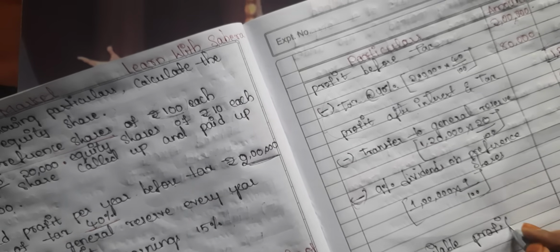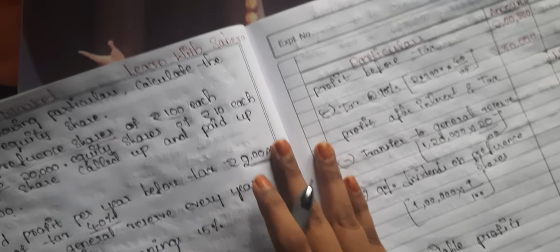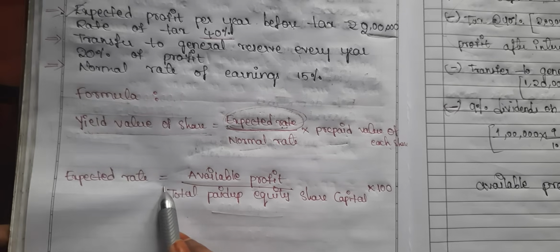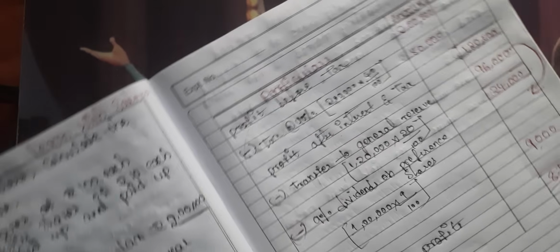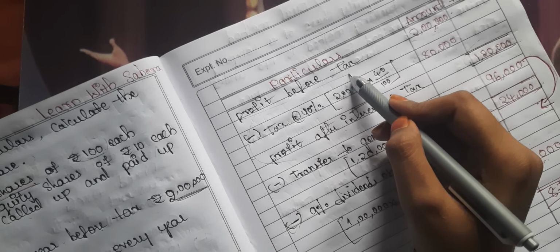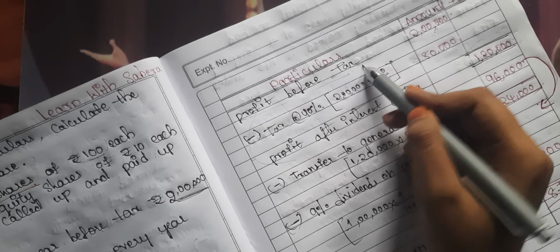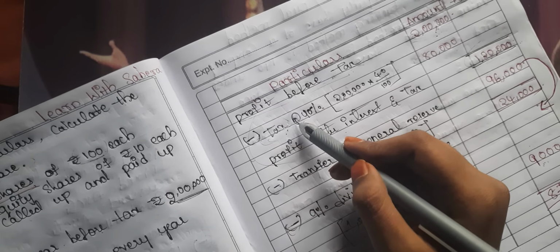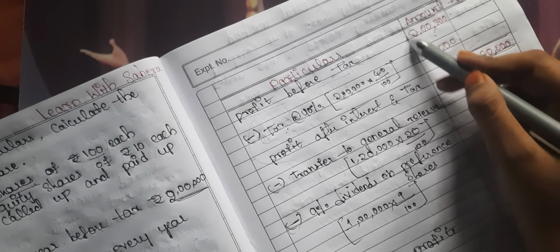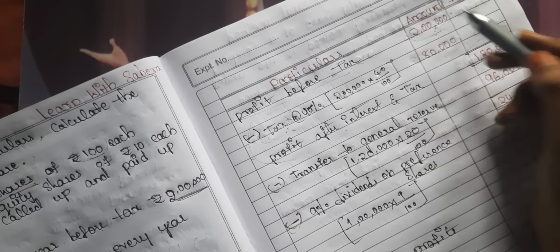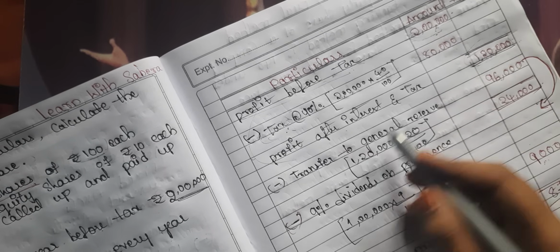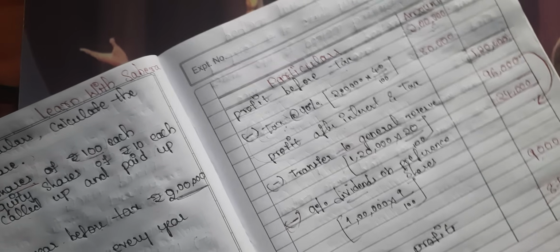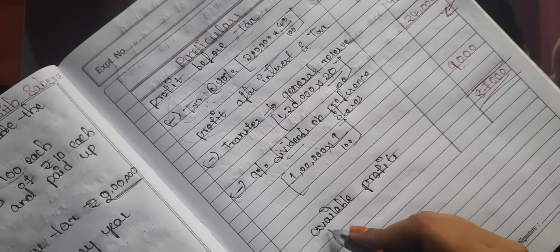Available profits. Students, listen to me carefully. To find the expected rate, we have a formula in which we need to find the available profit. We take the profit before tax, and they will definitely give you tax or interest. You deduct that tax or interest from the profit before tax or before interest. From that amount, deduct general reserve, dividends, or any P&L, and in the end you get the available profits.